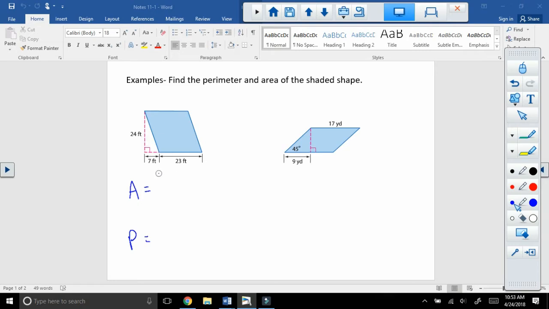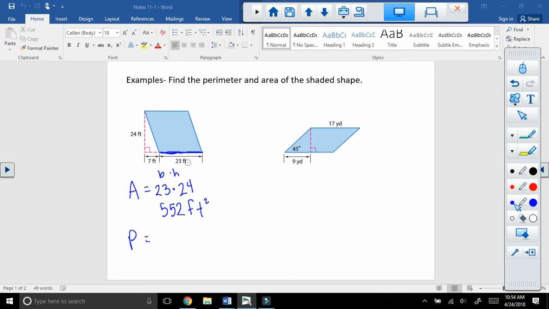Okay, the height is 24, and the base is just the part that's shaded. So the base is 23, and the height is 24. So you're just going to multiply those together, and you get 552. What would the units on that be for area? Feet squared. So remember, units for area are always square units, square inches, square feet, square miles, whatever.